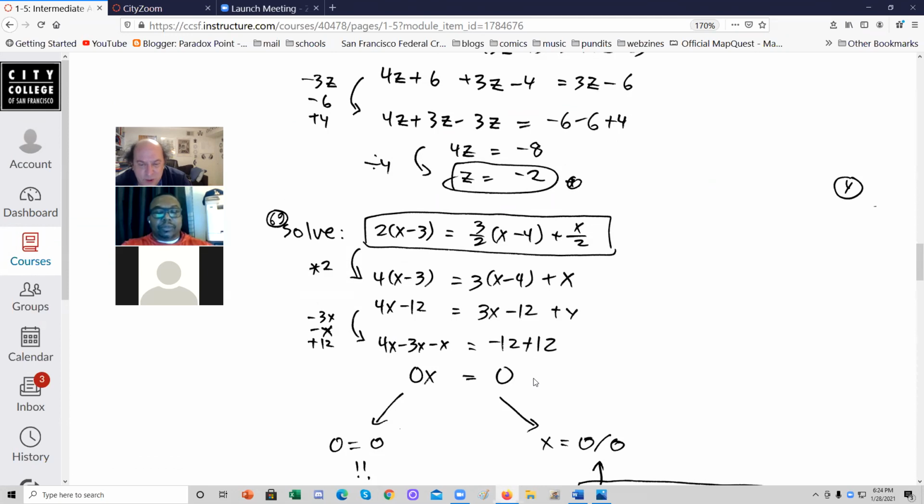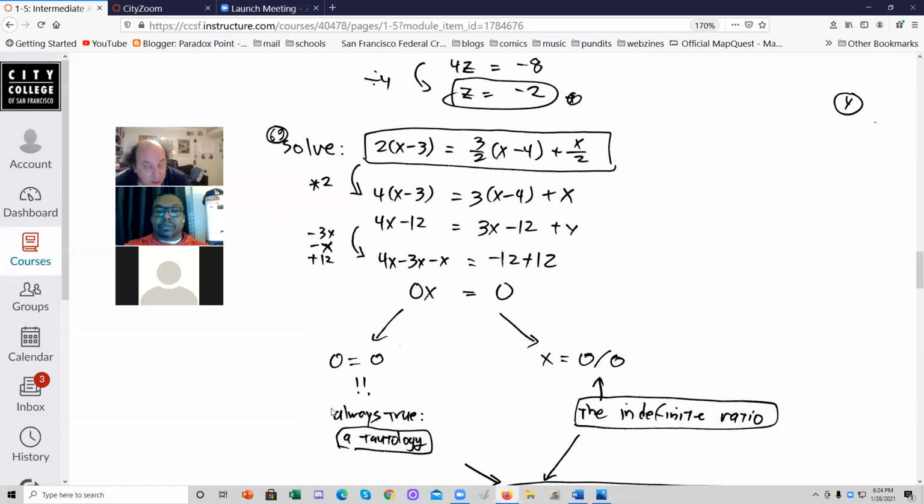Now, there's two ways to proceed from here. In general, 0 times anything is 0. So this really reduces to 0 equals 0. That's true. It's called a tautology. But for that very reason, it tells you absolutely nothing about x. It's not even in the equation.